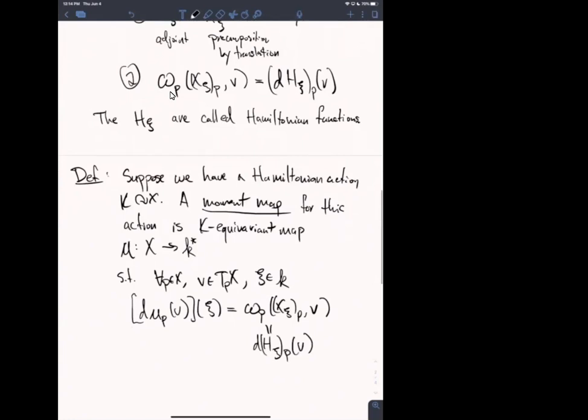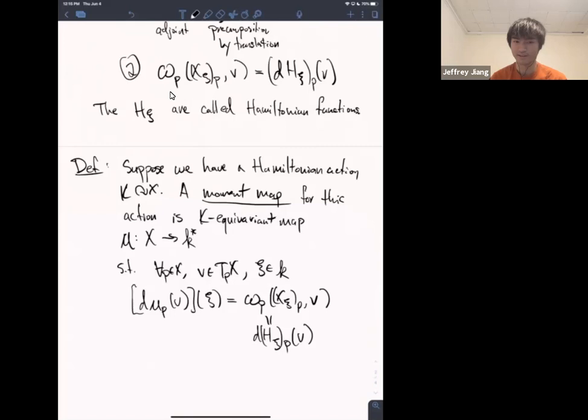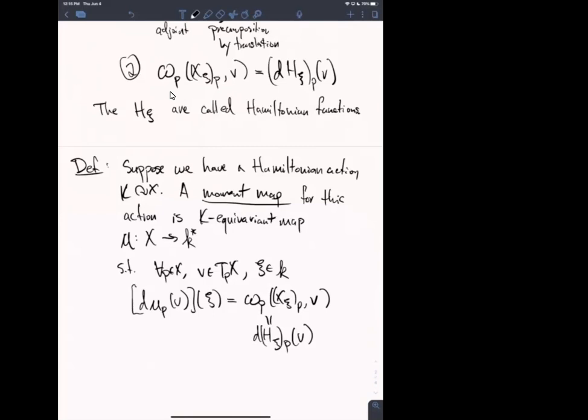Jeffrey, I'm a little confused about something. Yeah. So k here is the Lie algebra, right, of our maximal compact? Yes. How is k star defined if that thing has dimension bigger than one? Sorry? What do you mean by k star? It's the dual space of the Lie algebra. Okay. Thank you.